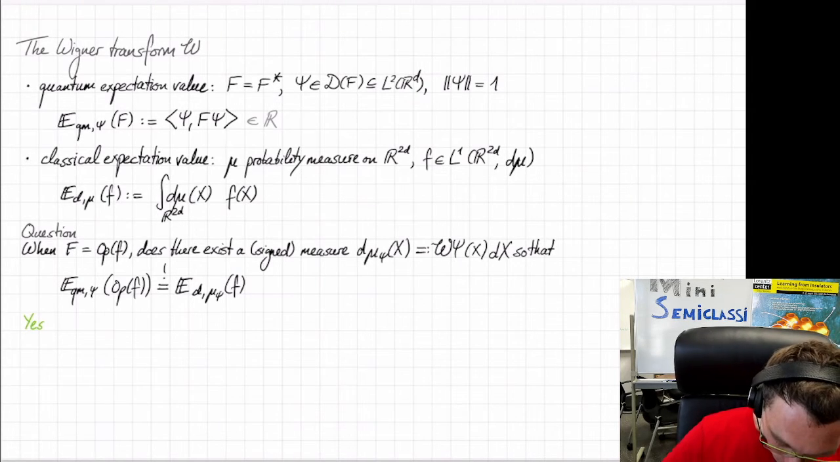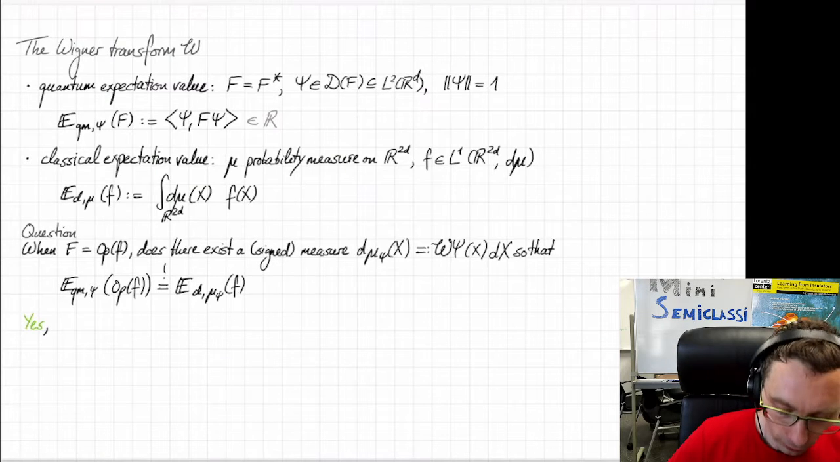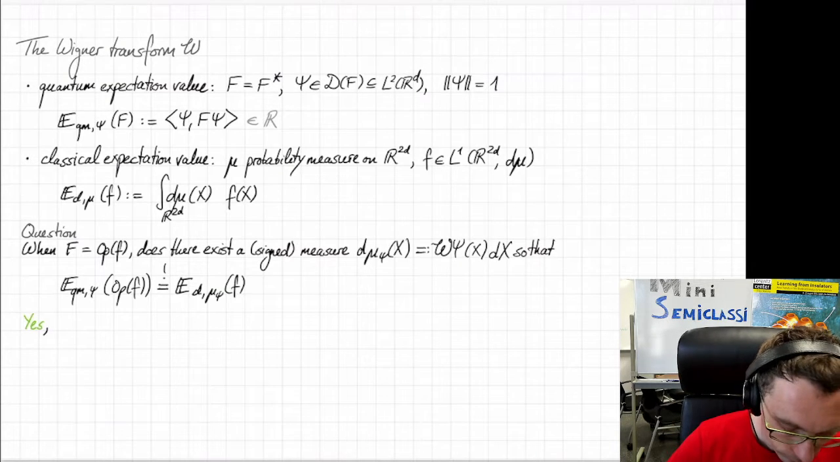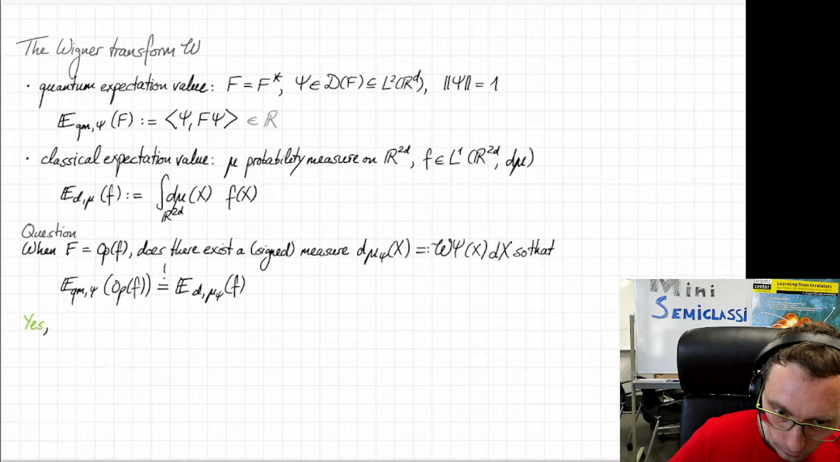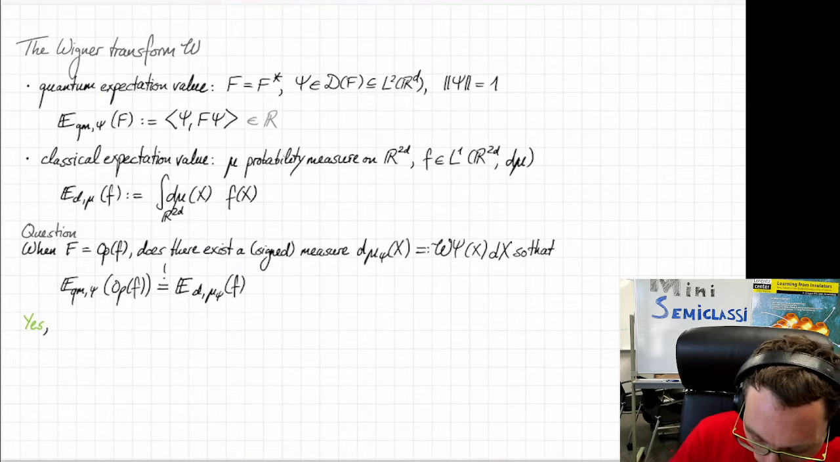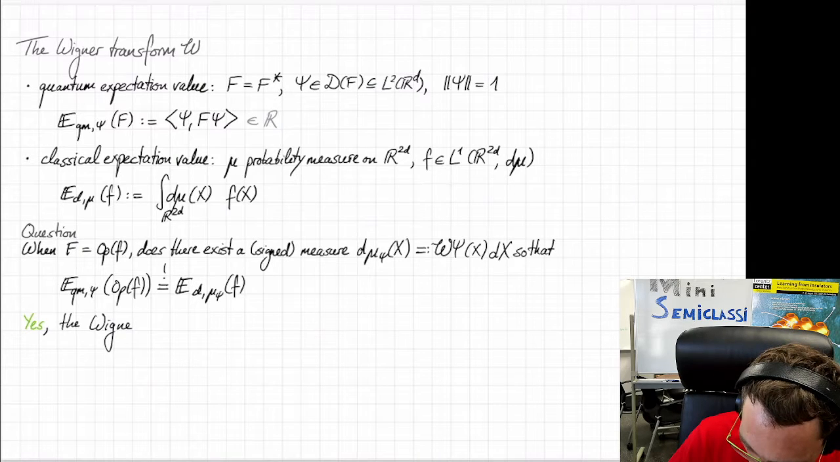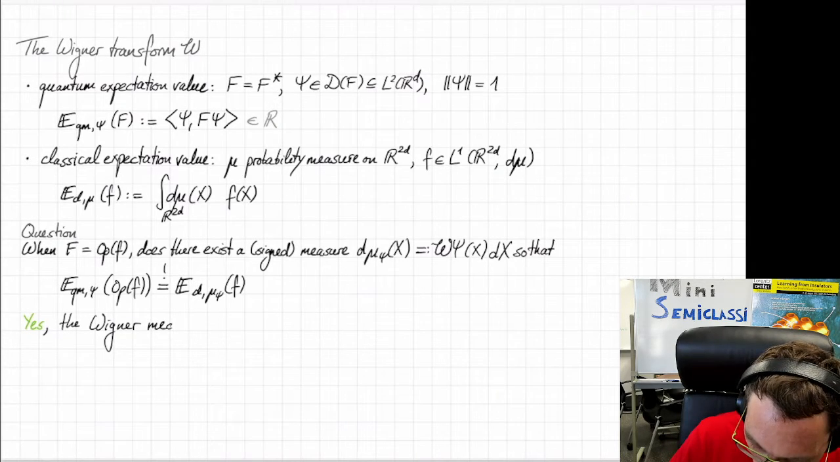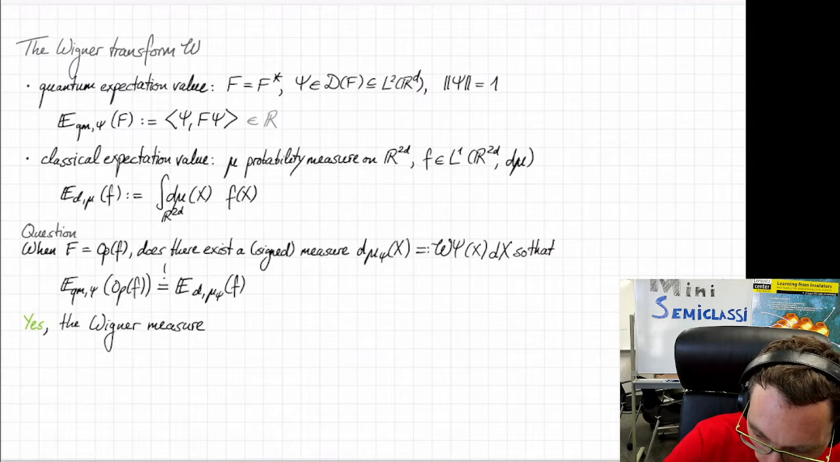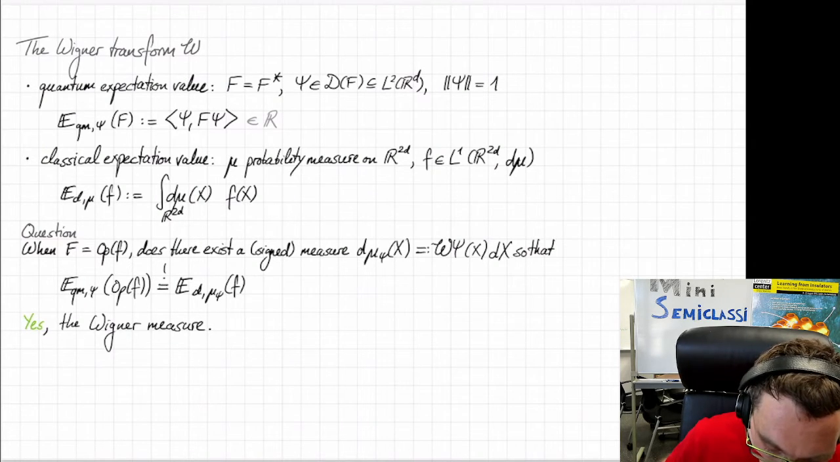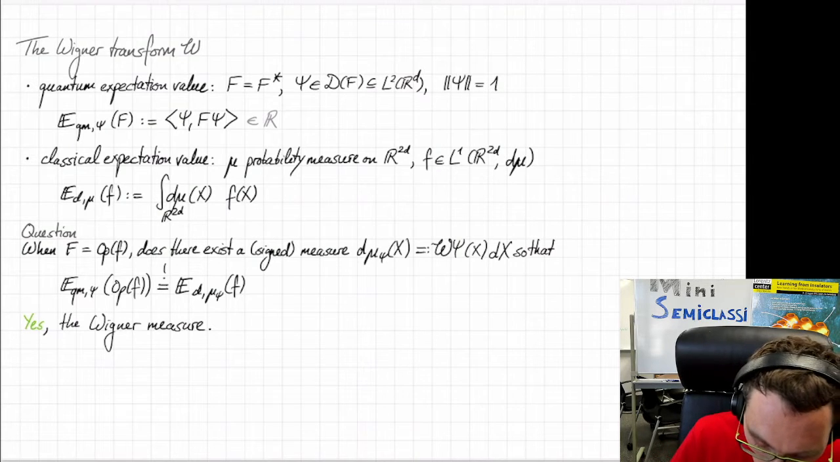And we call the resulting measure the Wigner measure. So usually the qualifier signed measure is omitted, even though the Wigner measure need not be non-negative.